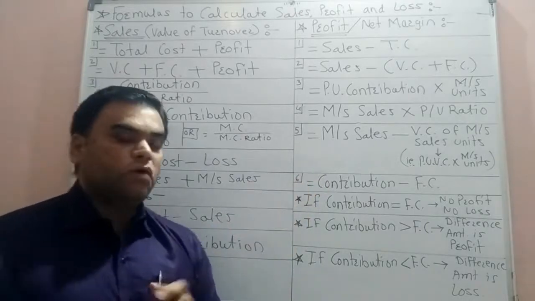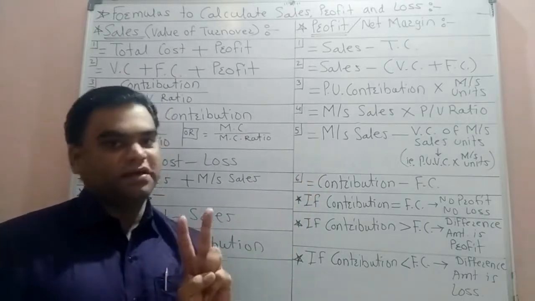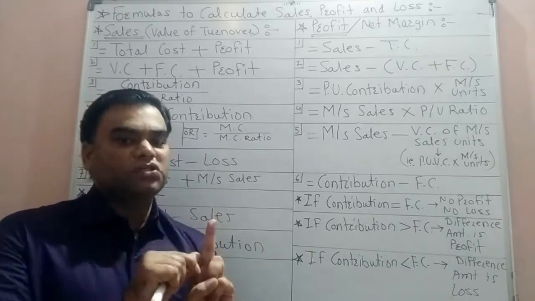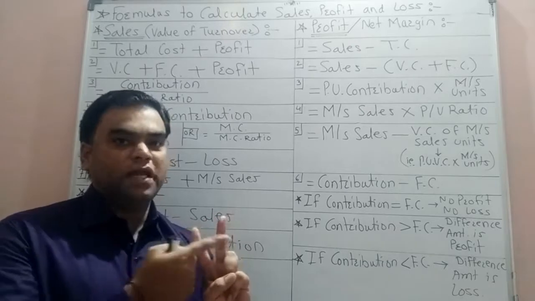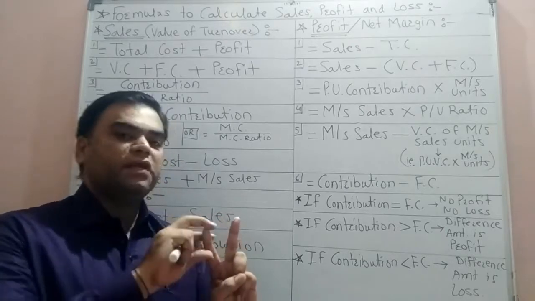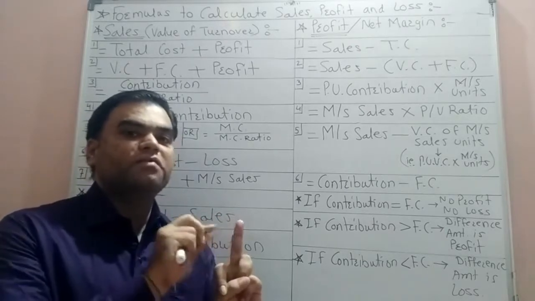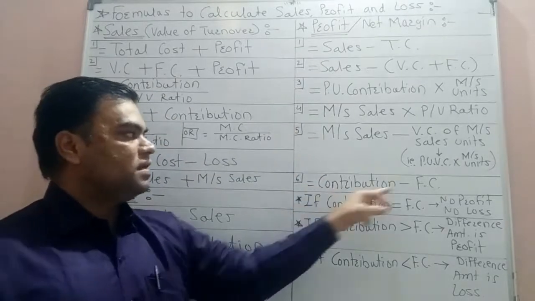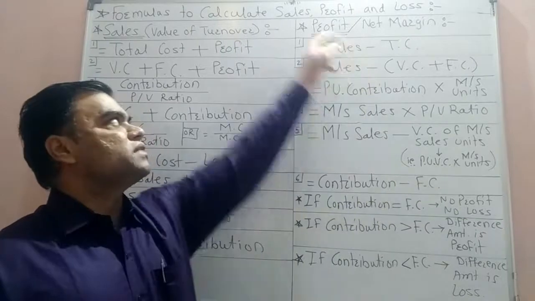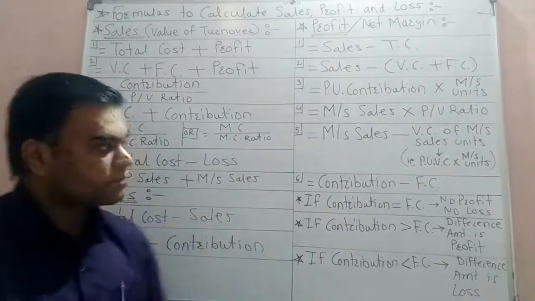As we know, contribution includes two contents. Which are these? Fixed cost and profit. If you deduct fixed cost, what will remain? Profit. In that way this formula works. So contribution less fixed cost is equal to profit.